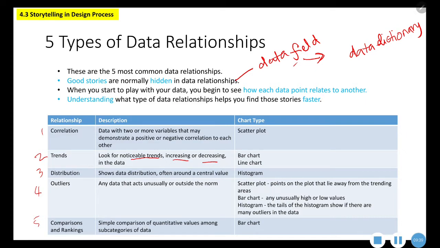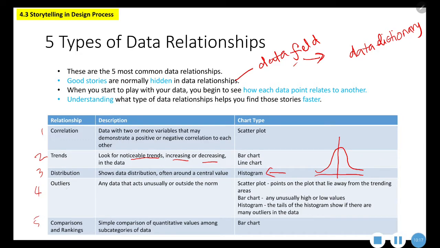And for a distribution kind of relationship, it shows the distribution of data, often around a central value. You will see a representation like a bell shape. The right chart to use is a histogram. This is in statistics. We have the bell shape and the middle value here, which shows some distribution on the left and right sides. So the suitable chart type to use is a histogram.